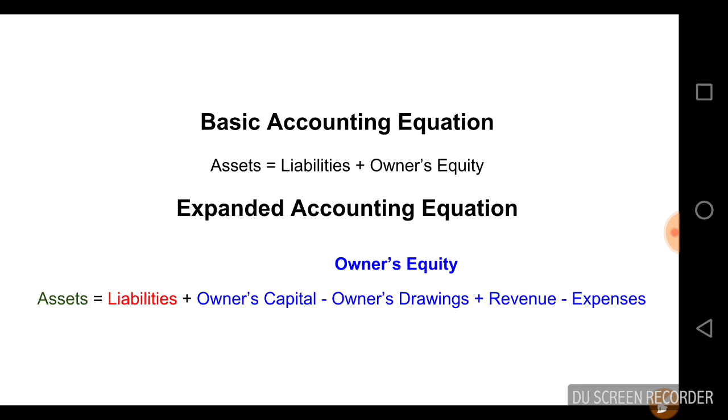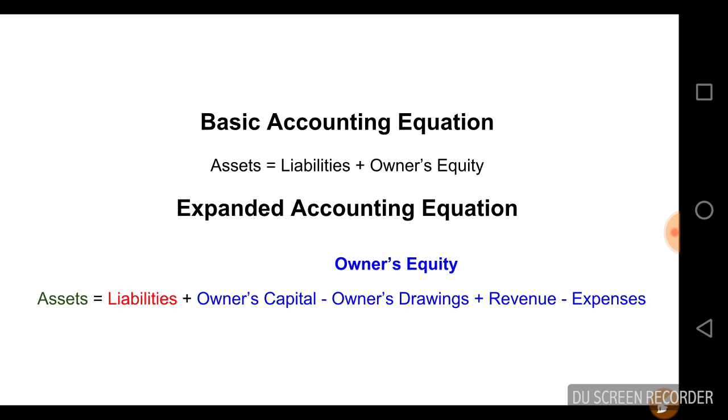Assets are resources owned by a business, which include cash being the most liquid asset, buildings, equipment, land, supplies, inventory, and accounts receivable are examples of assets. Liabilities are debt obligations that the business has to creditors. So a liability is money owed to creditors.